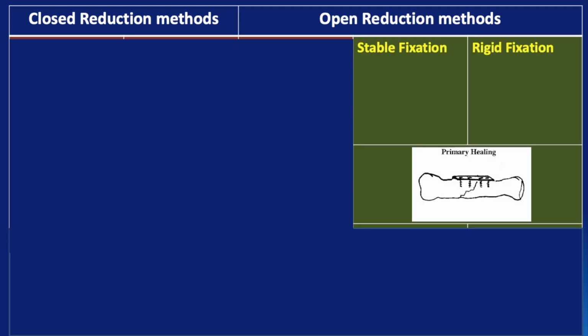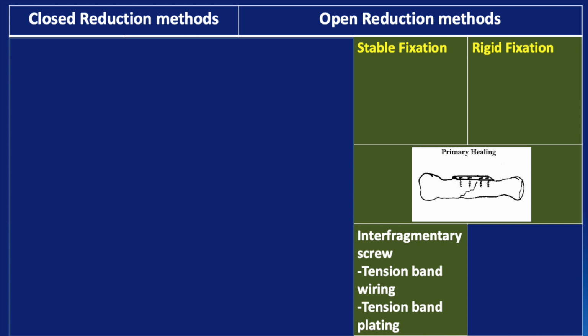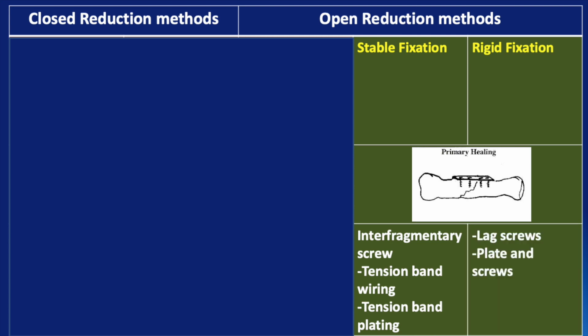On the other hand, the techniques of stable fixation and rigid fixation lead to primary healing of the fracture site. Examples of stable fixation are interfragmentary screw, tension band wiring, and tension band plating. Examples of rigid fixation are lag screws and plate and screw fixation.